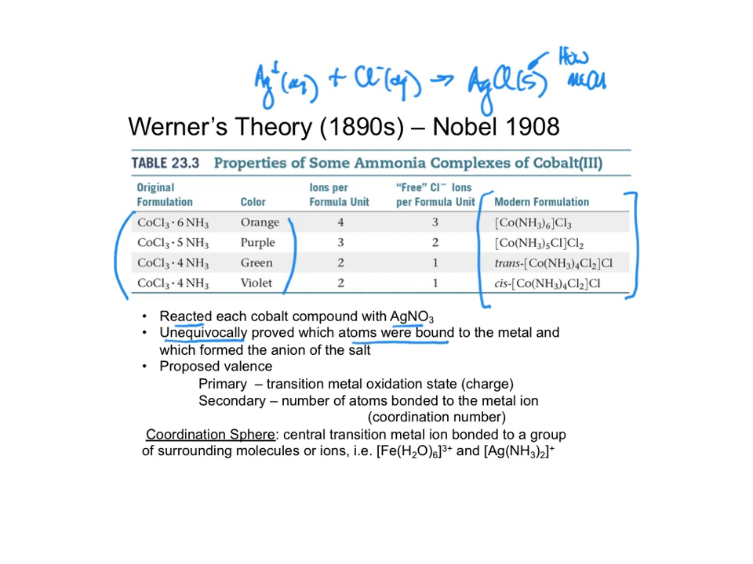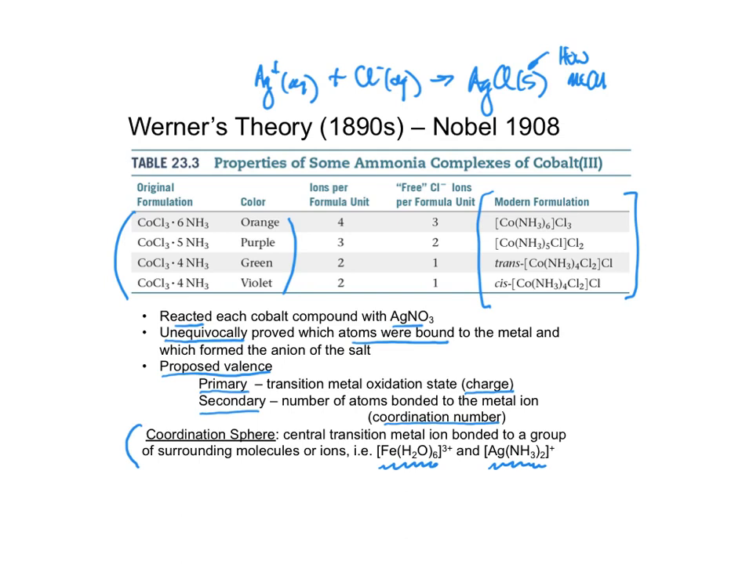He's also someone who proposed valence. Now, I never stress this, but again, I don't know what's on your final. If you use the word primary, what you're really talking about is the charge. If you use the word secondary, what you're talking about is the coordination number. We'll get into that in a little bit, but I just want to go through this. Now, I didn't label it on the first slide, but the coordination sphere is the central transition metal that's bonded to a group of surrounding molecules or ions. So we have our central metal atom with our ligands, or we can say our Lewis acid with our Lewis bases.